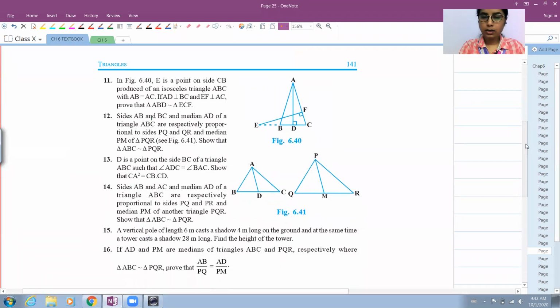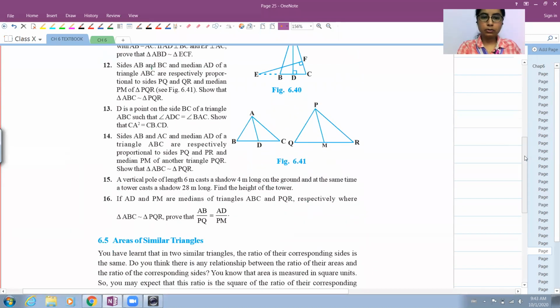Okay, so we have this exercise and we've done all questions except for question number 14. Sides AB and AC and median AD of the triangle are respectively proportional to the sides PQ, PR and median PM of the other triangle. You have to prove that the two triangles are similar.